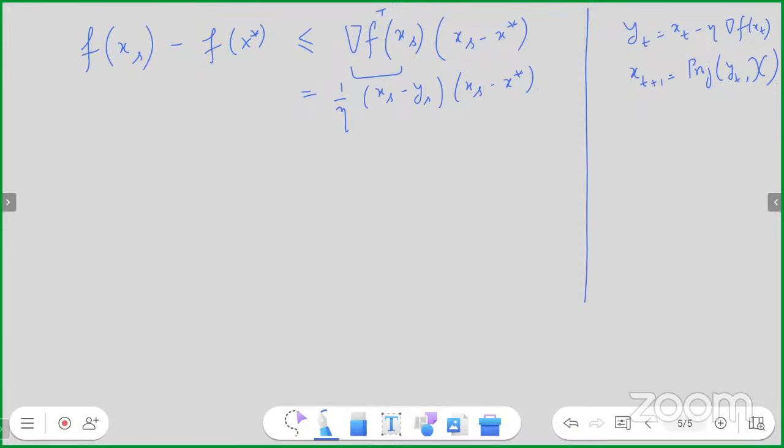Which one? This one. Yeah. Okay, so that inequality is anyway not true, because what would you get? F of xs minus f of x star less than or equal to 0. That definitely is not true. So I can't apply it directly. But what can I do? Something before that? Something more elementary?